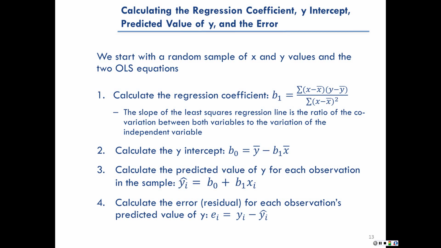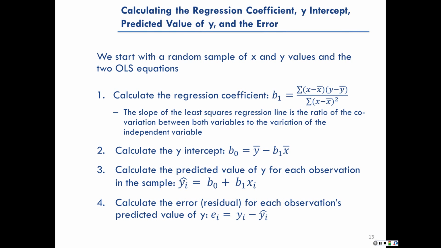Okay, so how do we calculate these terms? And this is something you're going to be doing in your assignment. There are several things we want to calculate. We want to calculate our regression coefficient, beta 1, our y-intercept, beta naught, and then once we have that, we can calculate the predicted value of y, our dependent variable, which is y hat, and the error term referred to as e. So what do we start out with? We start out with a random sample of x and y values entered in 2 columns in an Excel spreadsheet, and the 2 OLS equations that I showed you on the previous slide.